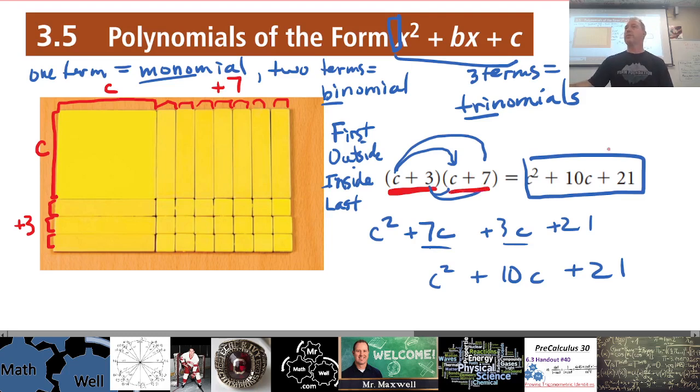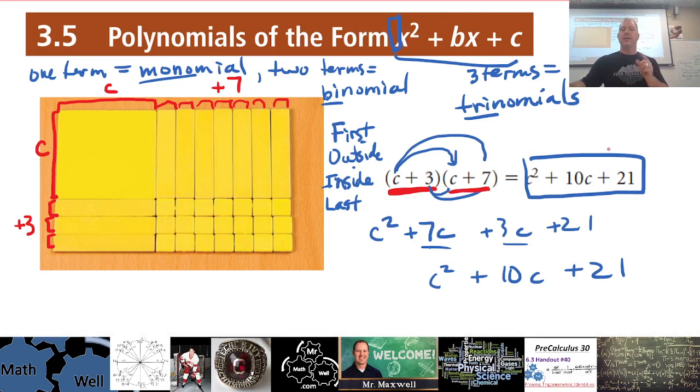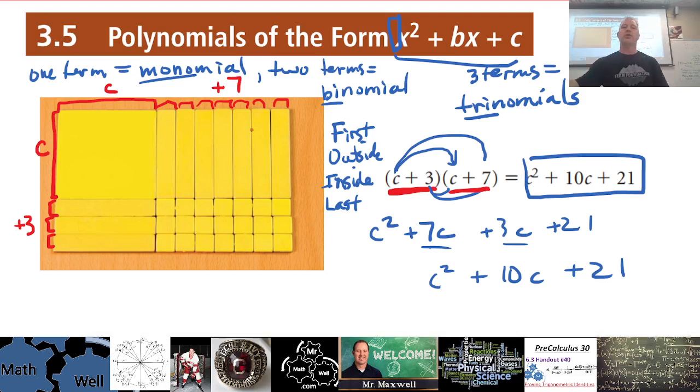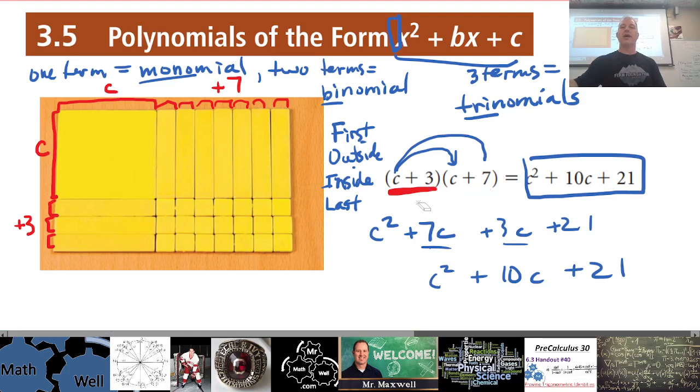So algebra tiles, in a sense, give us a visual of a trinomial, and if the algebra tiles can form a perfect rectangle, a square or a rectangle, you know that they can be factored into two binomials. Now, if there's holes here, it's going to be a little bit tougher to factor.